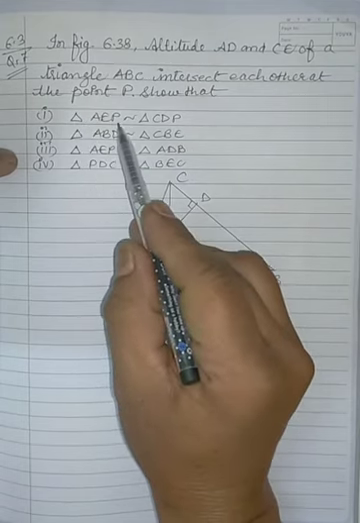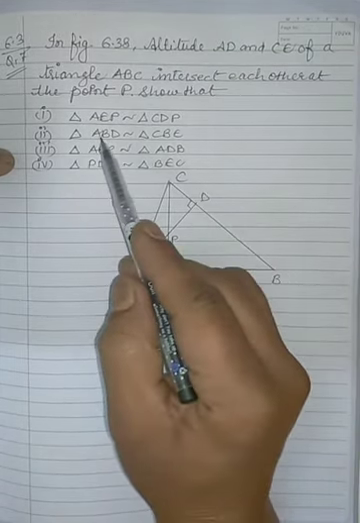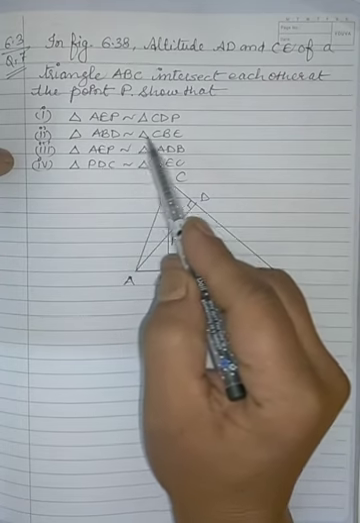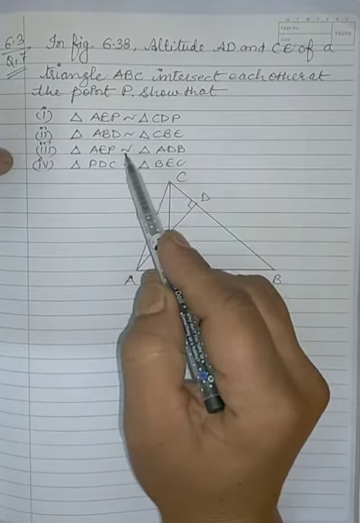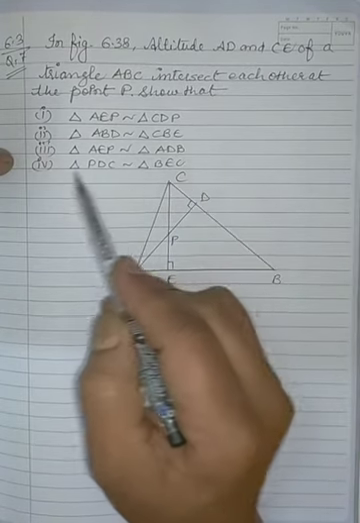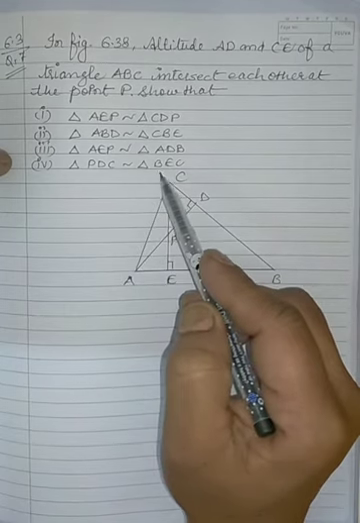Triangle AEP similar to triangle CDP. Triangle ABD similar to triangle CBE. Triangle AEP similar to triangle ADB, and the fourth one, triangle PDC similar to triangle BEC.